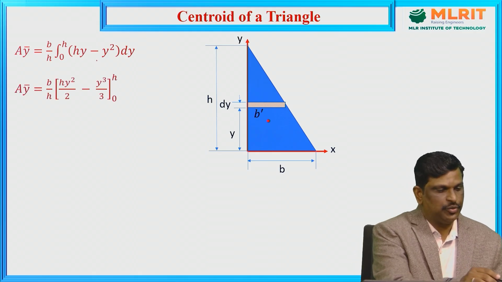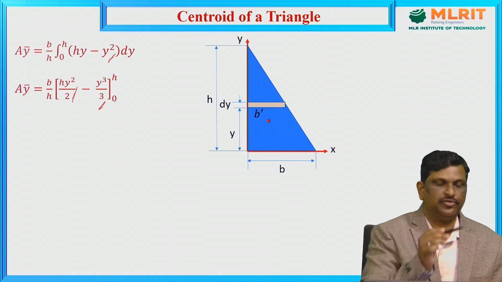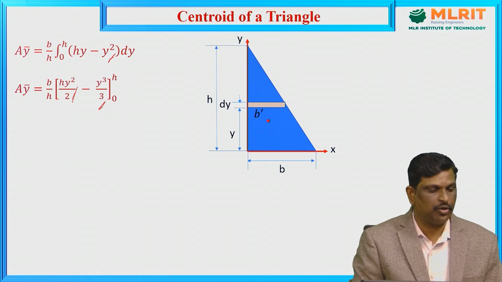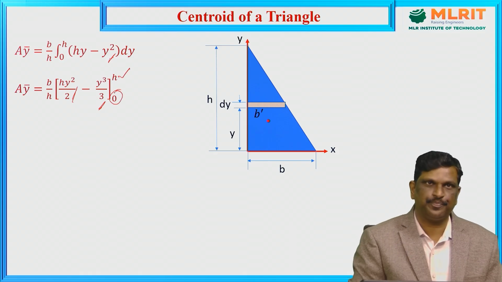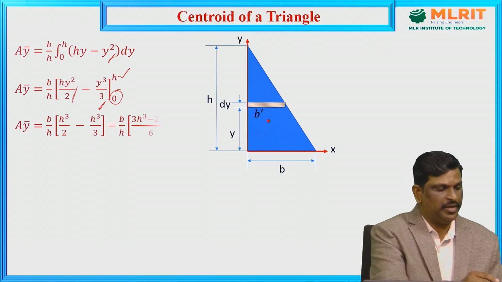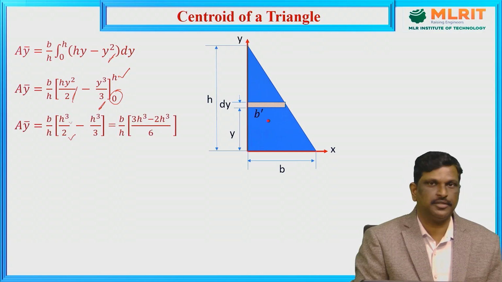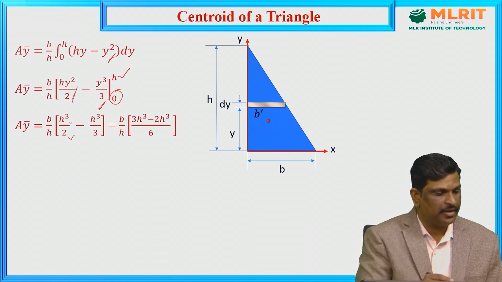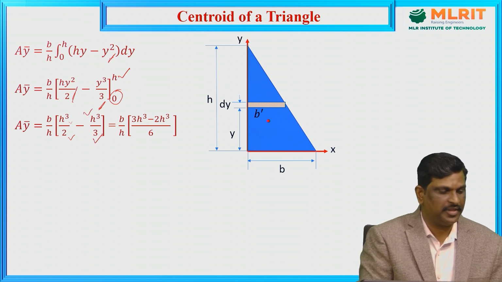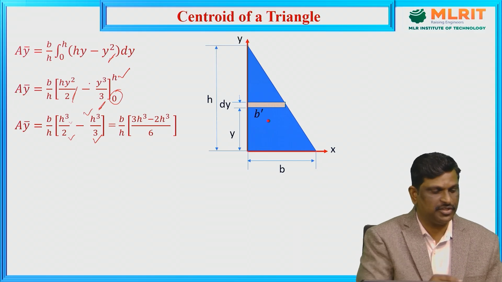B by H into Hy, integration is Hy square by 2. Y square integration is y cube by 3. Now substitute upper and lower limits. The upper limit is H, lower limit 0. A y bar is equal to B by H into H cube by 2 after substituting H for y, and H cube by 3. And if you substitute the lower limit, all the terms become 0, which is not shown here.